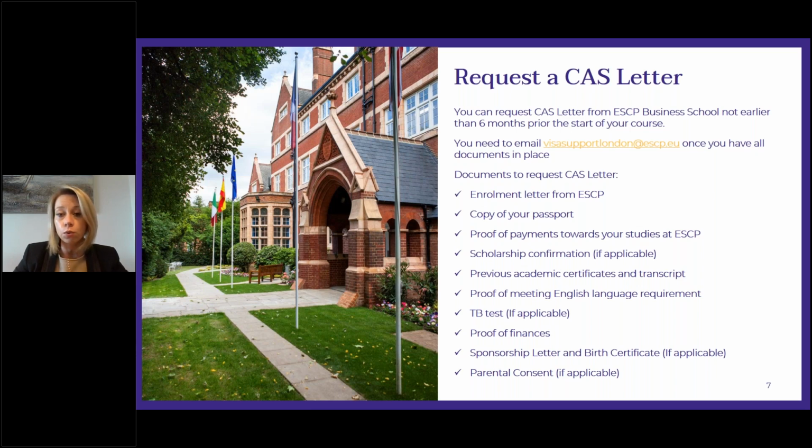So what you need to do in order to request a CAS letter is drop an email to Visa Support London, to our visa team here on the London campus. We will provide you the list of the supporting documents that you need to present to us, and we will also give you the CAS request form, which you need to fill in. But just to give you an overview of what kind of documents we will request, these documents are going to correspond with the documents that you are submitting for a visa application. Why are we requesting these documents? We are requesting them just to double check that the chances that your visa is refused are going to be closer to zero.